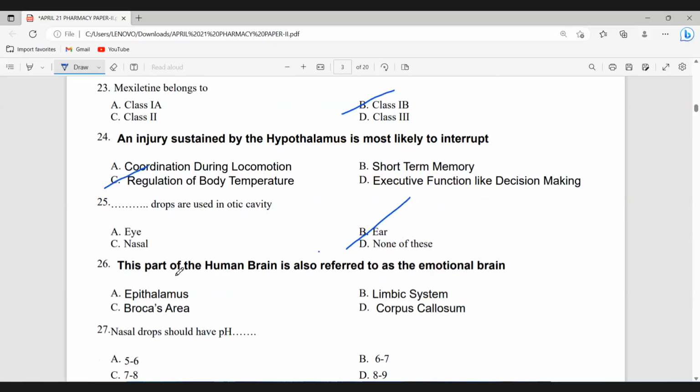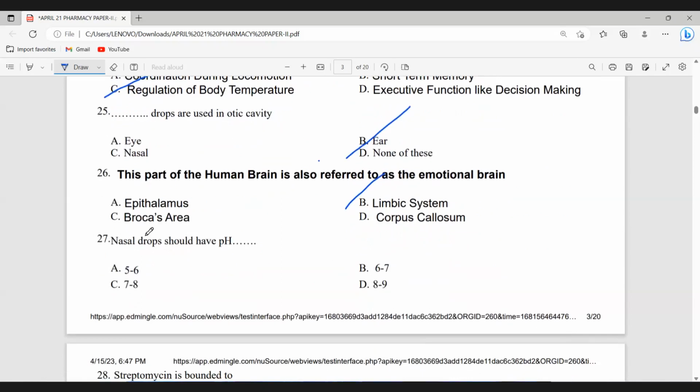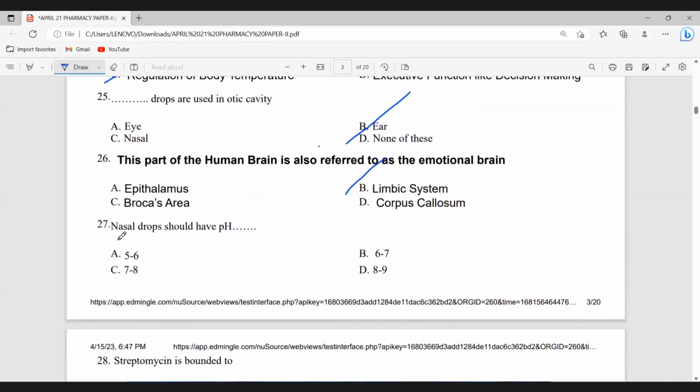Then 26. This part of human brain is also referred to as emotional brain. Emotional brain. I have told you this. I need the answer from you. Limbic system. Correct. And I have covered all the uses. The repeated question. Then 27. Nasal drop should have pH. Nasal drop should have pH 6 to 7.